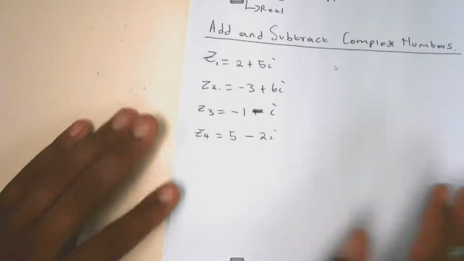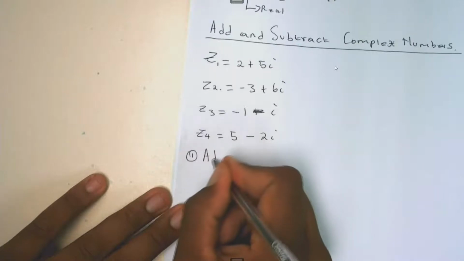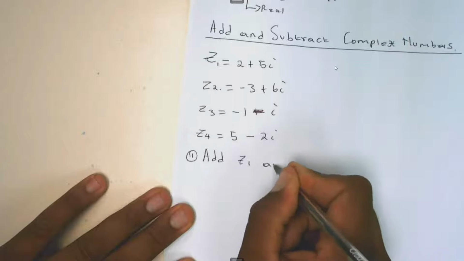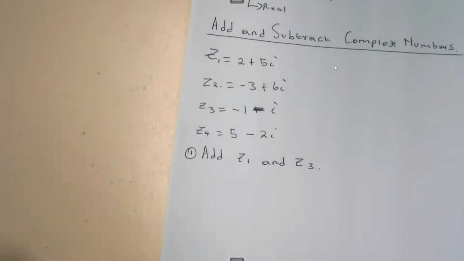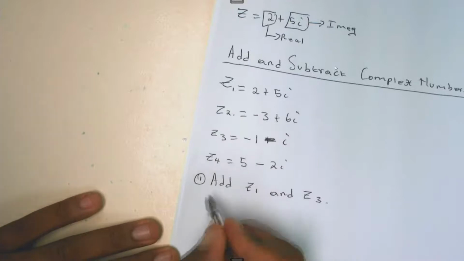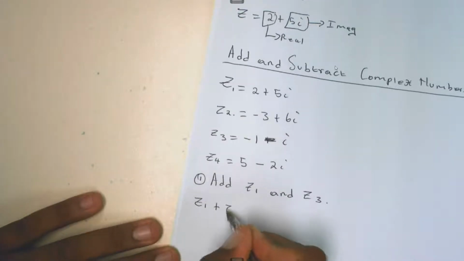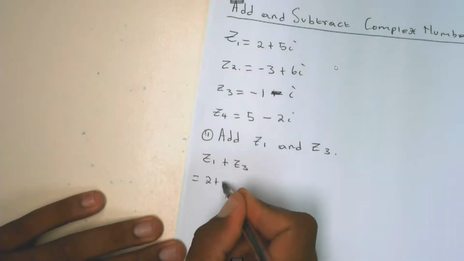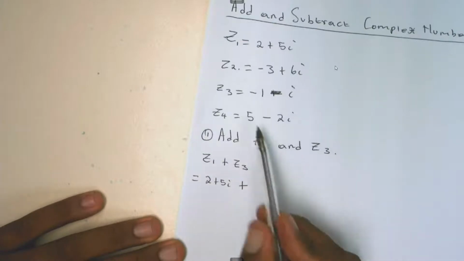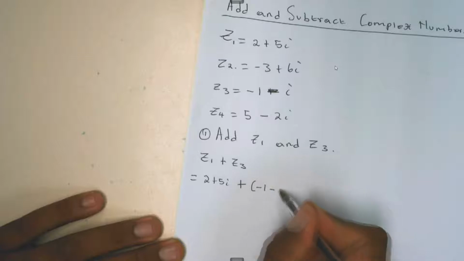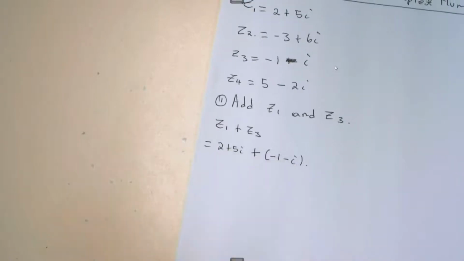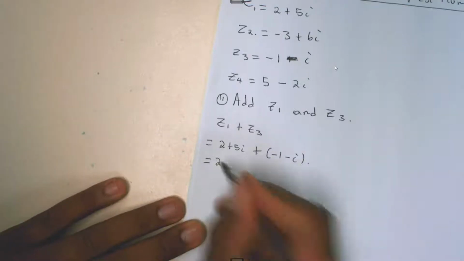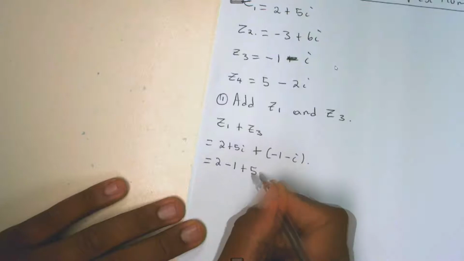Now the first question says, add Z1 and Z3. Add Z1 and Z3. Now we have Z1. What is our Z1? Our Z1 is 2 plus 5i. So we are going to have Z1 plus Z3, which will be 2 plus 5i plus, what is our Z3? It will be minus 1 minus i. Addition between the two binomials. Good. So we are going to have 2 minus 1 plus 5i minus i.